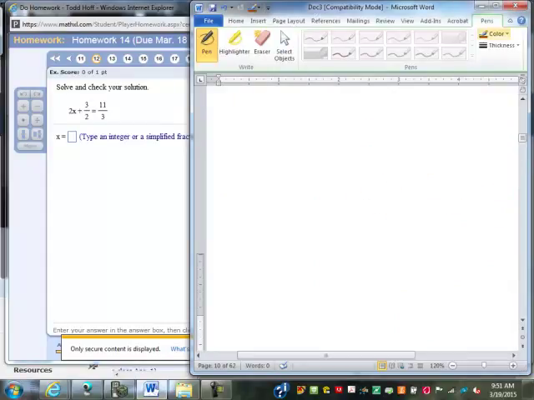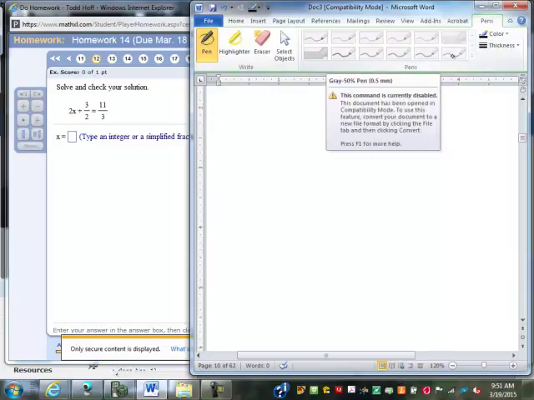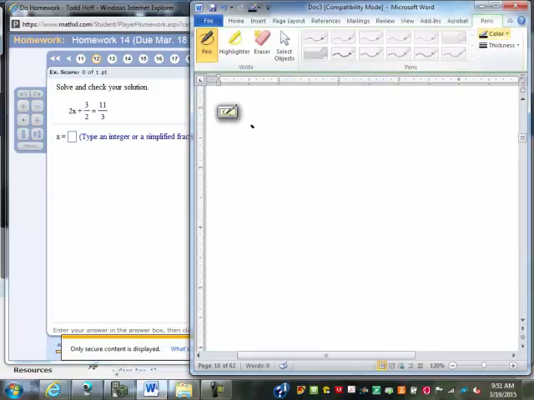Now, remember we talked about 2 ways we can go about these. The first thing we've got to decide is, is there a variable in the denominator? Is there a variable on the bottom of any of our fractions? In this case, yes or no? No, there's no variable on the bottom of the fraction. So if that's the case, we actually have 2 options.